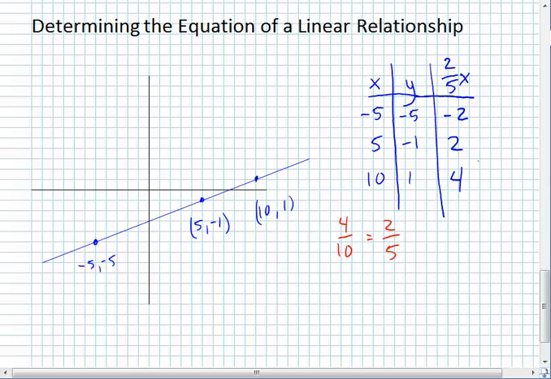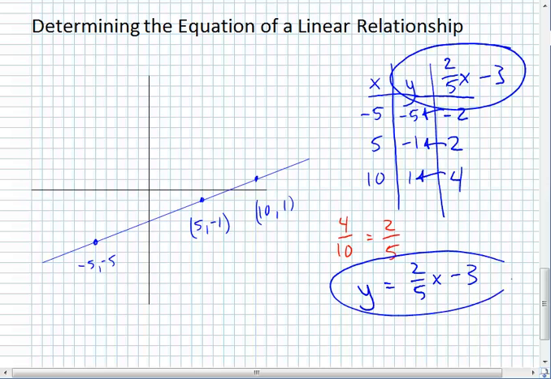Okay? And so looking at those numbers, those are all the same distance away from the y values. In other words, if I take negative 2 and subtract 3, I get negative 5. If I take 2, subtract 3, I get negative 1. 4 subtract 3 is 1. So I'm subtracting 3 here. So there's my equation. It's y equals 2 over 5 times x minus 3. Okay? So that is what you have to be able to do.